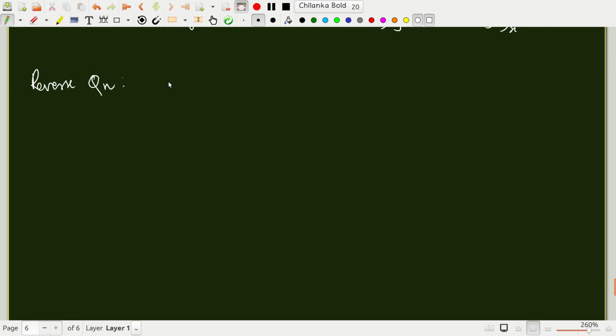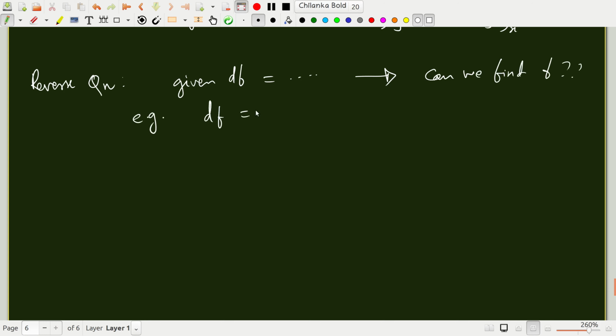What is the reverse question? Given an expression for df, can we find f? That's the question I'm asking. For example, if df is written as x dy plus y dx, and I somehow guess f as xy plus c, where c is a constant, then you can immediately verify that df is x dy plus y dx.